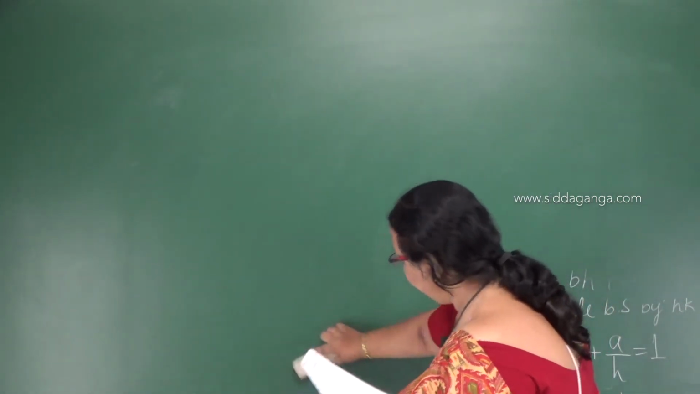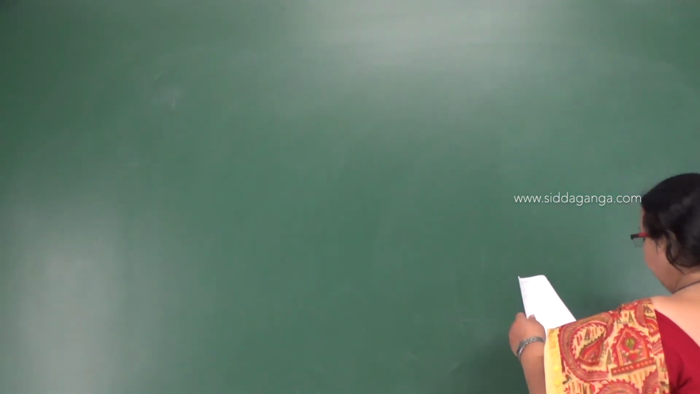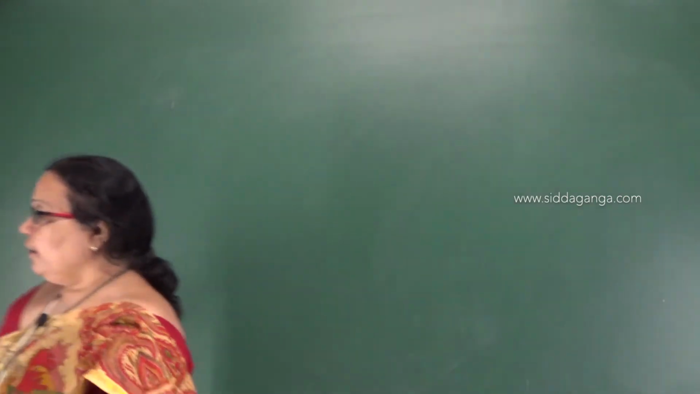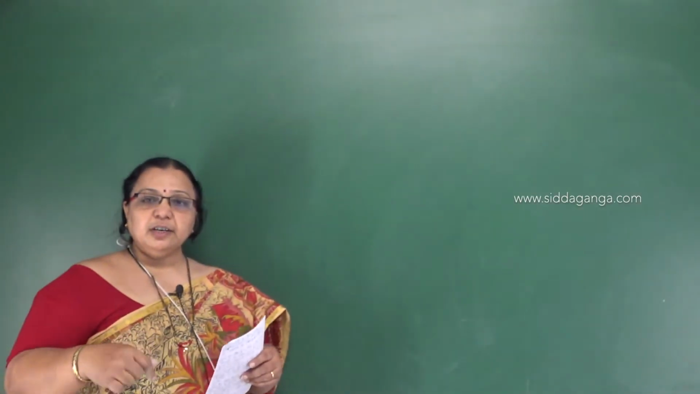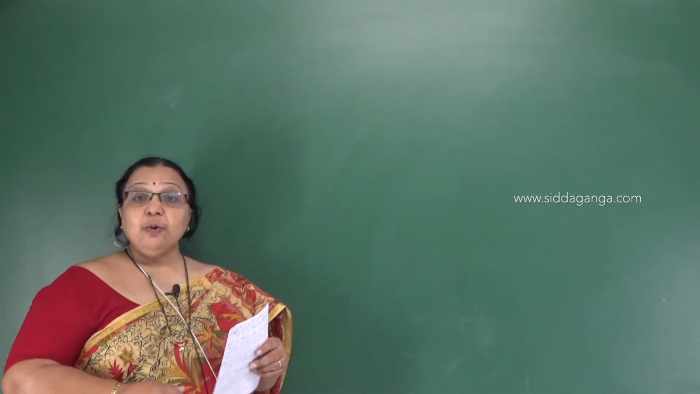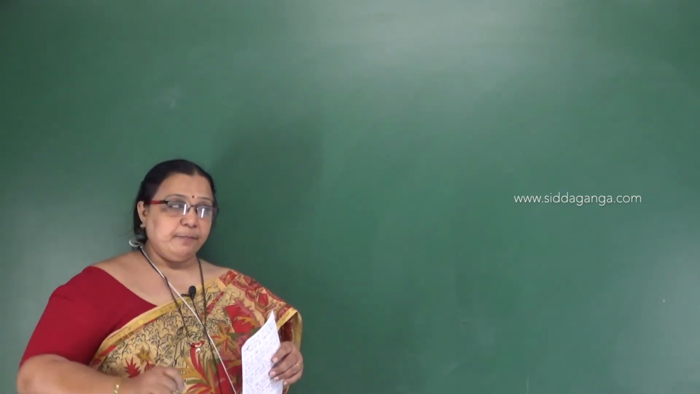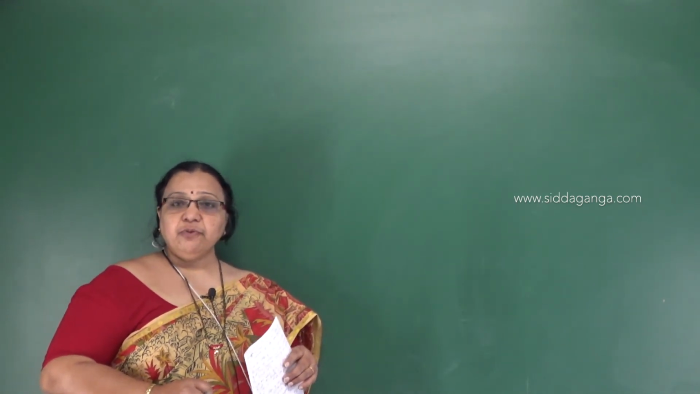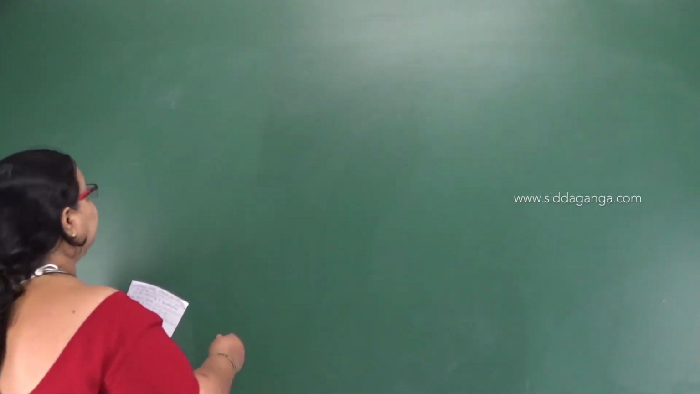So now we have to go for the next problem, that is the third method. Let us do a couple of problems on it. That is the third method to find the slope of a line when the equation of the line is given. So when the equation of a line is given, how to find the slope of the line.